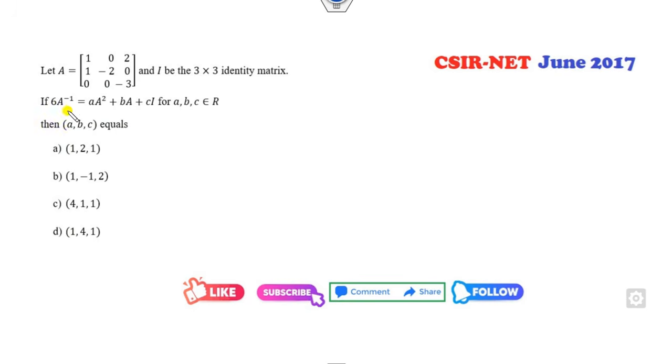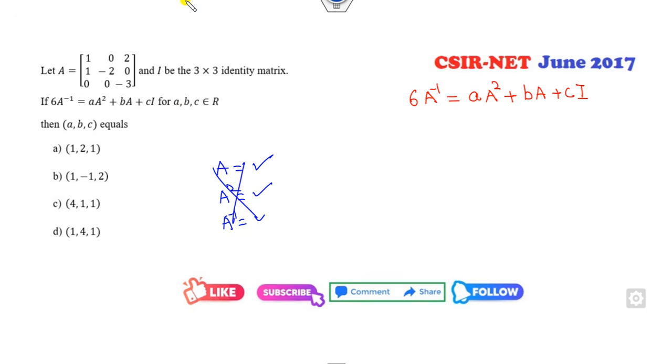A is this matrix such that 6 A inverse is A cube, A square plus BA plus CI. What are the values of A, B and C? You may think that A is given to you, you can find A square, and then you can find the A inverse and substitute. No need of that. Make sure you are in a competition exam. The shortcut trick is to find the eigenvalues. How can you find the eigenvalues? Firstly, check whether the row sums 3 and minus 1 are the same, they are not. Check the column sums 2 and minus 2, 1, they are not the same.